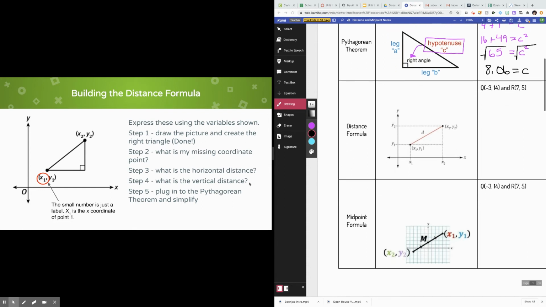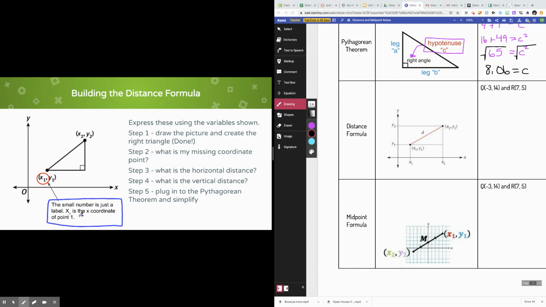If you look on the left side of your screen, we have a couple of things. If you are trying to find the distance between two coordinate points, these are my two coordinate points, x1, y1, and x2, y2. I put a little note here that the small number is just a label, a subscript. So you don't do anything with those.